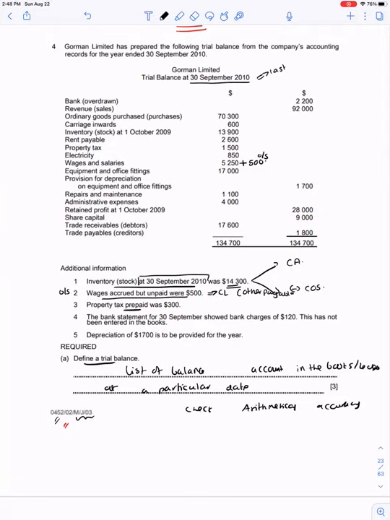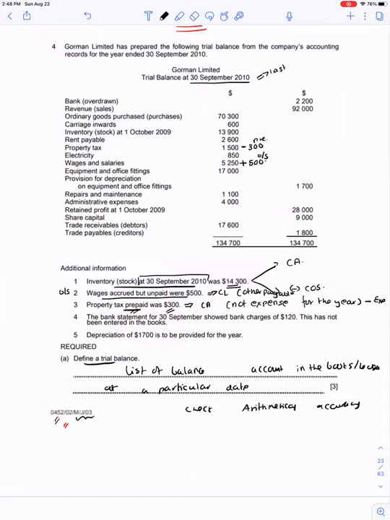Prepaid. You have paid in advance; the service is yet to be received. It will come in current assets. Because you have paid in advance, this is not the expense for the year. So I will subtract this from the expense, and I will show it as a current asset. This is prepaid.